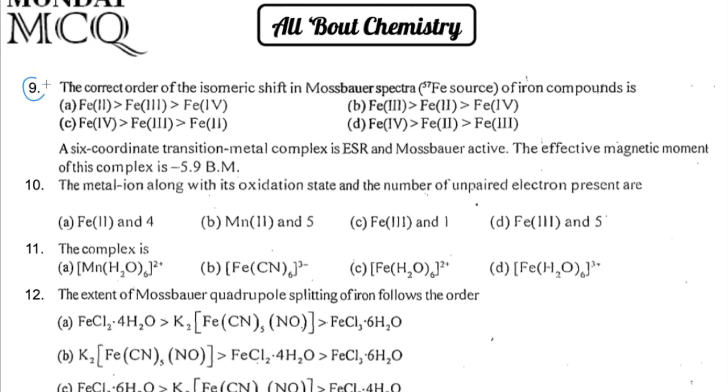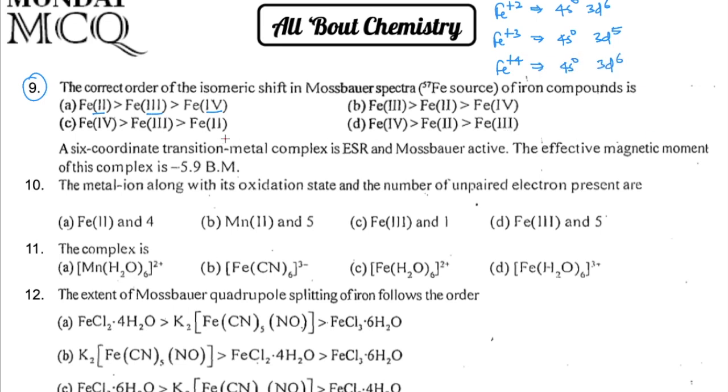Talking about this question, which says that the correct order of isomeric shift in the Mossbauer spectra of iron, that's the source, and for the iron compounds. So there is iron in different oxidation states: +2, +3 and +4. Let's write down the electronic configuration first of all. For +2 it will be 4s0 and 3d6. For +3 it will be 4s0 and 3d5, and for +4 it will be 4s0 and 3d4.